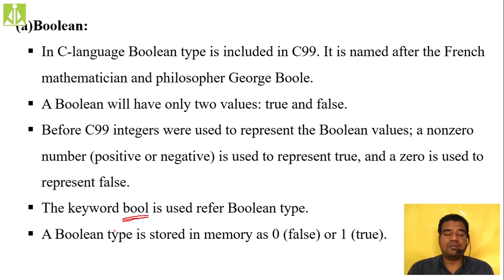A boolean type is stored in memory as 0 or 1. As this type was introduced from C99, it has some specific values associated with it. Instead of non-zero and zero numbers, now we have a specification: 0 indicates the false state and 1 indicates the true state, no other values.